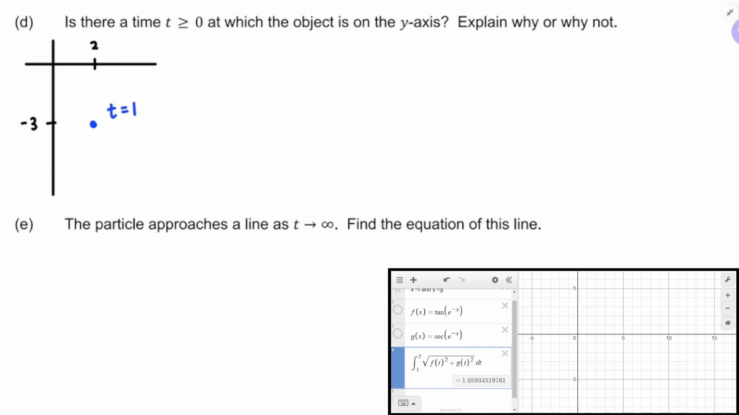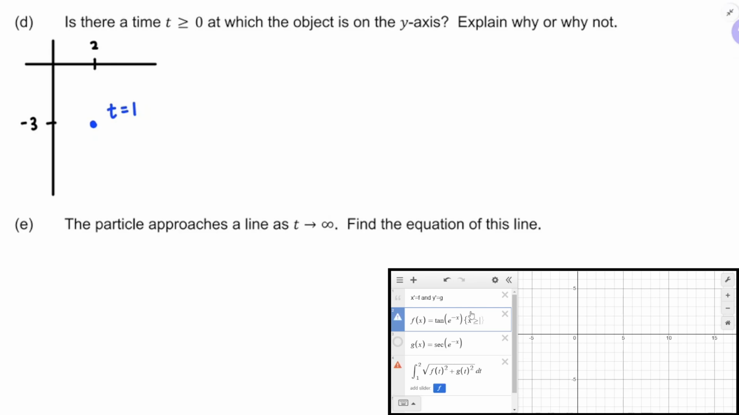If the path went through here somehow and touched the y-axis, before or after t equals 1, we'd be seeing a place right here where x was equal to 0. Okay, so what we really need to be thinking about is x and its rate of change. So I'm going to turn on the graph of x prime of t. That would be f of x. But it said t greater than or equal to 0, so I am going to make that restriction, x greater than or equal to 0.